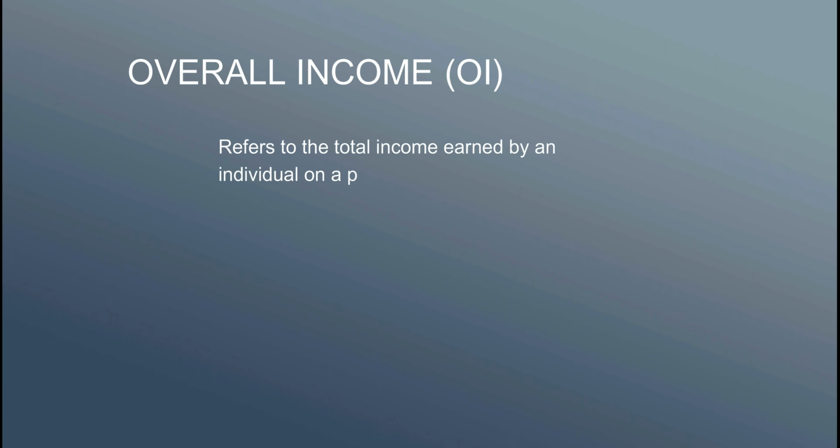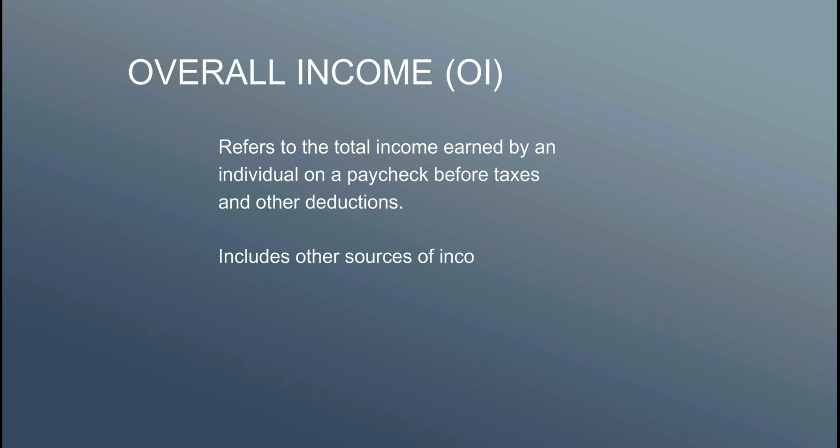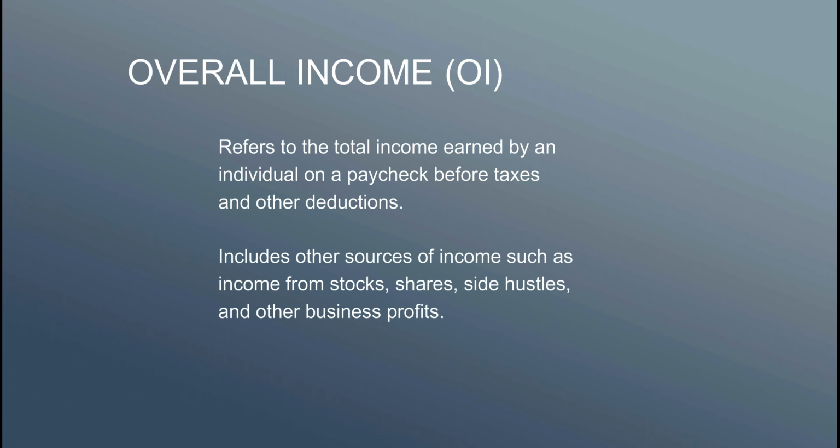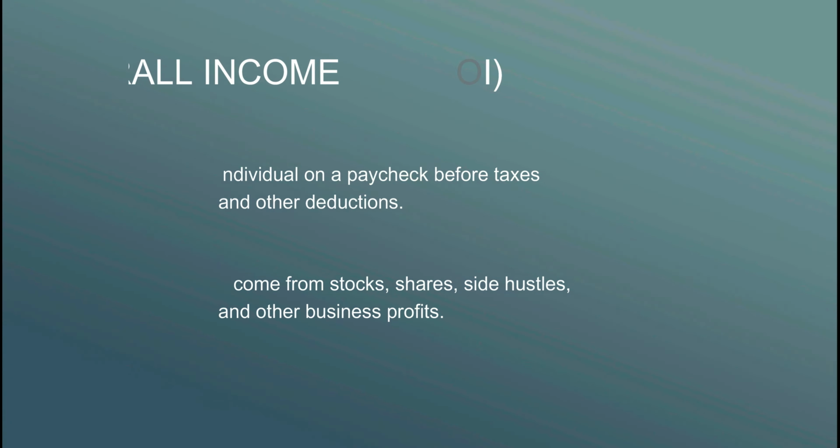Finally, let's discuss the third type, which is overall income, also known as OI. This refers to the total income earned by an individual on a paycheck before taxes and other deductions. It can also include other sources of income such as income from stocks, shares, side hustles, and other business profits. By keeping track of your overall income, you can gain a better understanding of your total earnings and use this information to plan for the future.